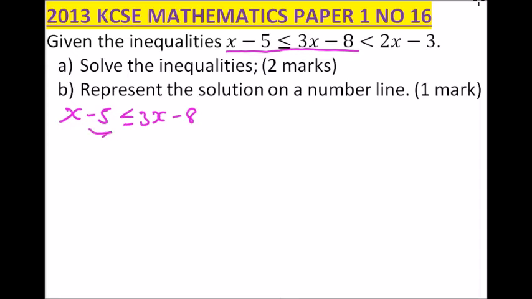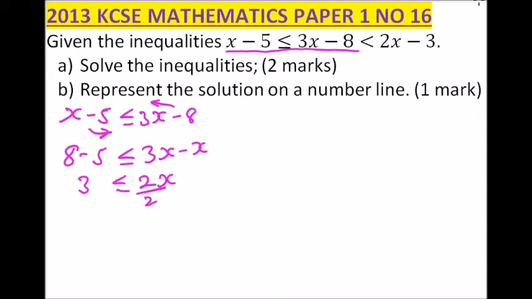So we can take x to the other side, it becomes minus once it crosses the equal sign, and we take 8 to the left hand side, it becomes positive. So 8 minus 5 less than or equal to 3x minus x. So this will give you 3 less than or equal to 2x. Divide by 2 both sides. When you do that, 2 divided by 2 is 1. 3 divided by 2 is 1.5. So our x now is greater than or equal to 1.5.